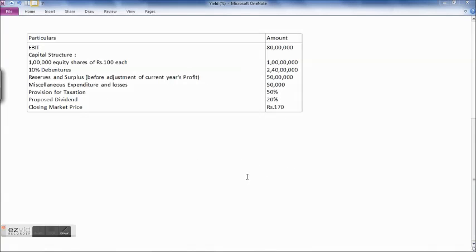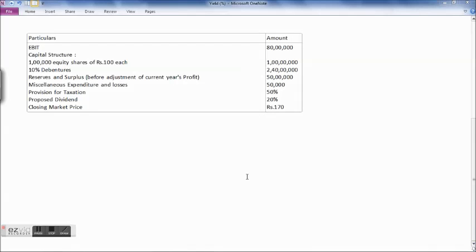Now this is the example. We have particulars and amount. EBIT, earning before interest and tax, is 80 lakh. Then capital structure: 1 lakh equity shares of rupees 100 each, that is 1 crore. 10% debentures is 2 crores 40 lakhs. Then the reserves and surplus before adjustment of current year profit is 50 lakhs. Miscellaneous expenditure and losses is 50,000. Provision for taxation is 50%. Proposed dividend is 20%. And closing market price is rupees 170.